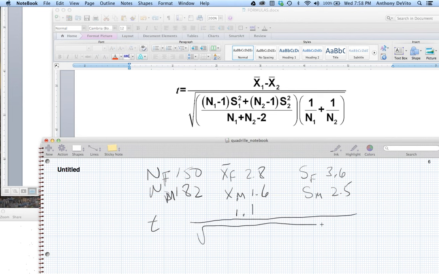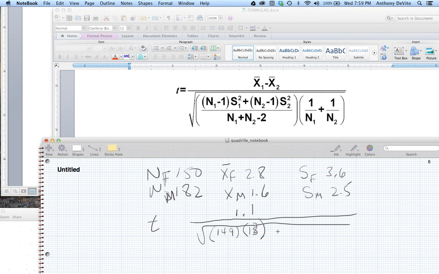Over the square root of n minus 1, which is 149, times s1 squared. Anybody want to square 3.6 for me? What does it come out to? 10 point something? You guys have calculators there? S1 squared, in other words 3.6 squared. Say it louder. 12.9. I'm going to call it 13.